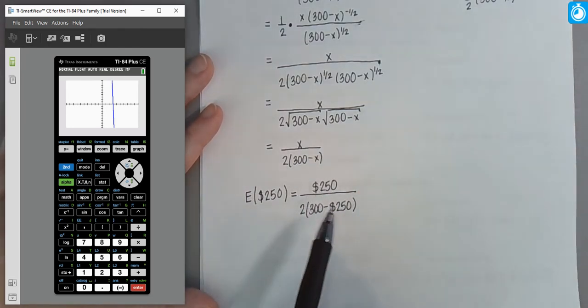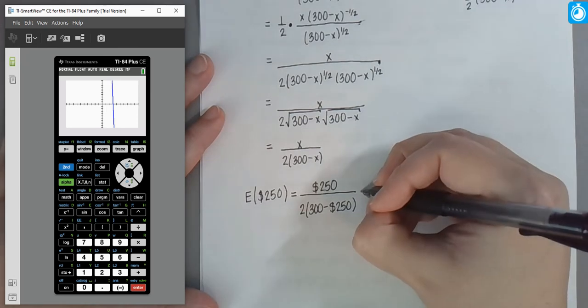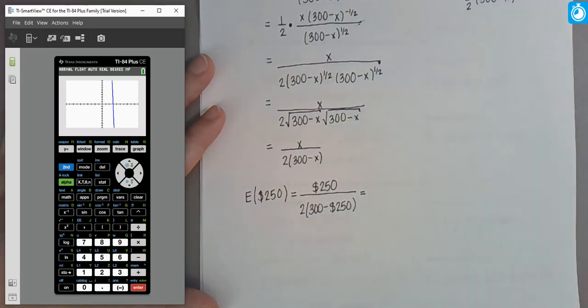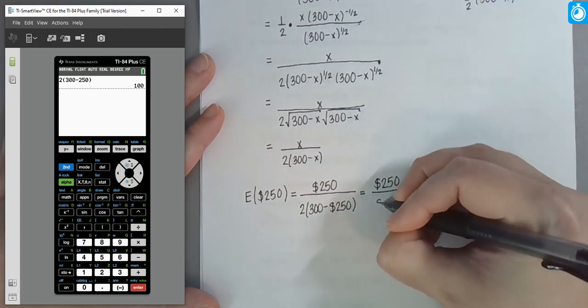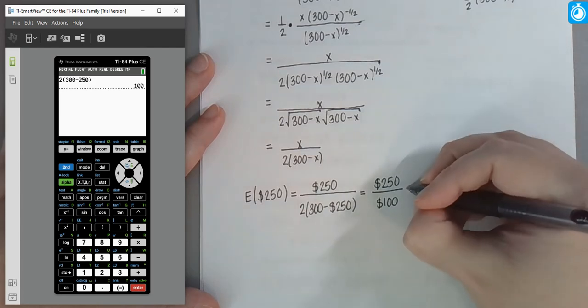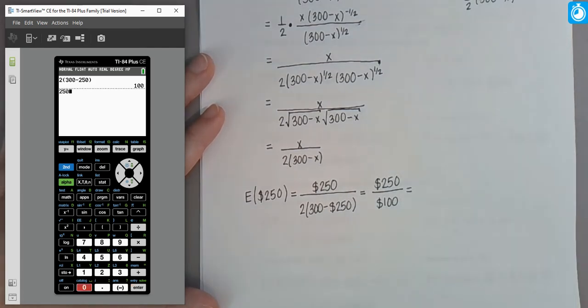Now you'll notice we have dollars on top and bottom, which means when we simplify this down, those units actually cancel one another out. So elasticity does not actually have a unit, it's just a ratio of like quantities. So the dollar signs are going to cancel out, and we'll just be left with a ratio, just a number. So our numerator is going to be 250, and then our denominator, 2 times 300 minus 250, is going to give us 100. So $250 divided by $100, and if we simplify that down, 250 divided by 100, well, there's the decimal version. Let's convert it to a fraction. So math, arrow, fraction, is going to convert it to a fraction of 5/2.